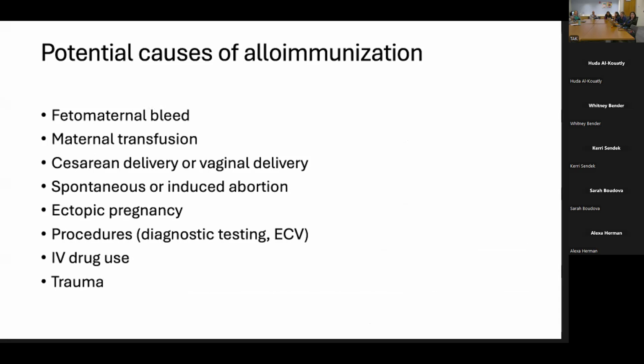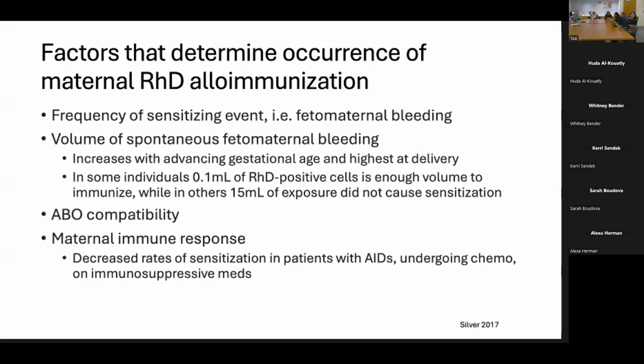So what are the causes? Fetal maternal bleed accounts for virtually all cases of maternal RhD alloimmunization. However, the actual cause of the bleed can't be identified in most cases, and some studies quote up to 80% of cases we can't actually identify. Of course, transfusion could be a cause. Deliveries that could lead to fetal maternal hemorrhage, like cesarean delivery, vaginal delivery, spontaneous or induced abortions, ectopic pregnancy, certain diagnostic procedures, even aversion, IV drug use, and trauma could all result.